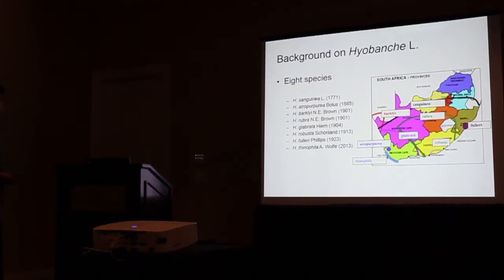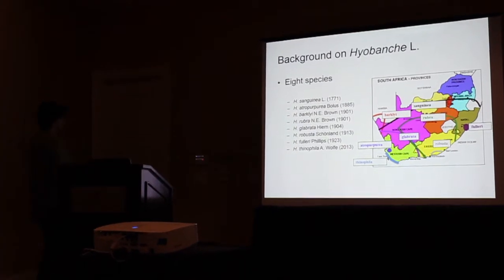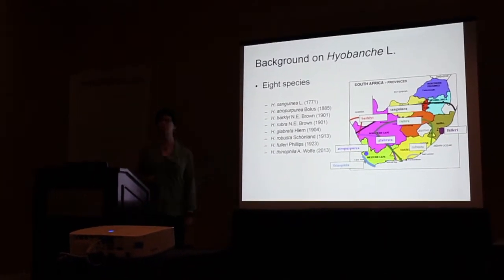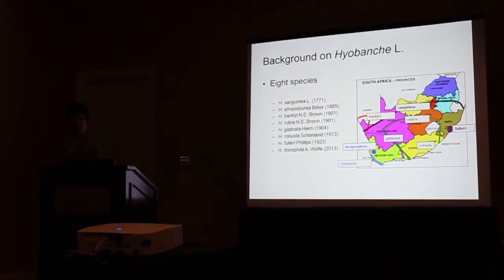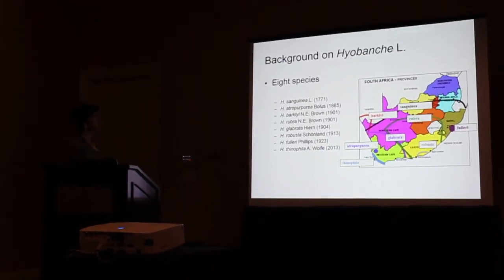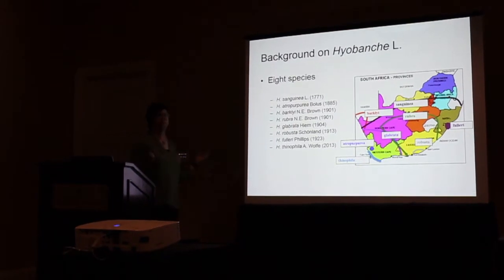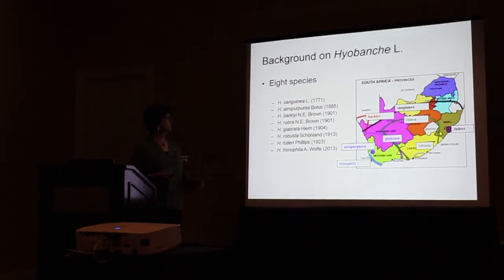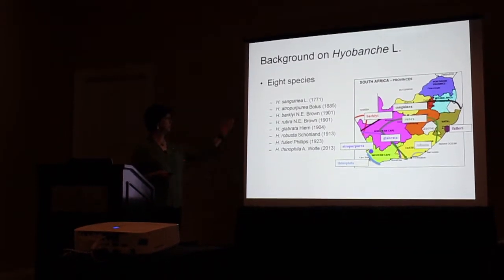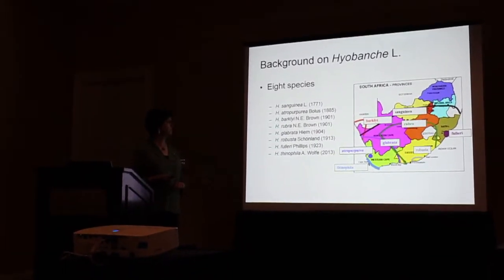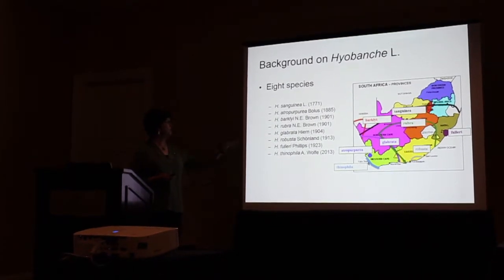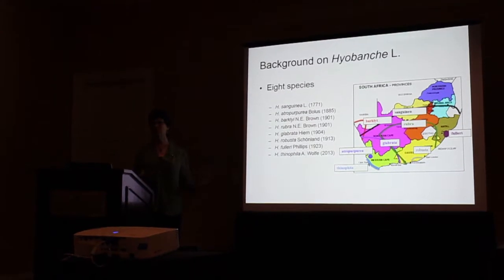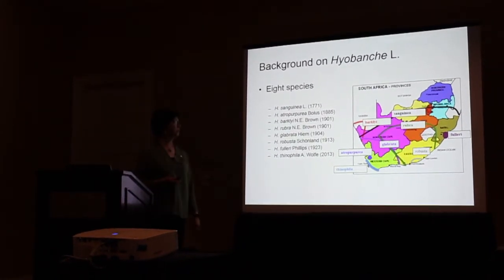So when I first started working on Hyobanche, it was a very small genus. It still is a very small genus. The first species was described by Linnaeus in 1771. And then it took more than 100 years for any other species to be described. So shortly after Bolus tackled atropurpurea, there were a suite of species described. And then it was another 100 years nearly before I described the next one. So it's been just a little bit of a taxonomic puzzle.